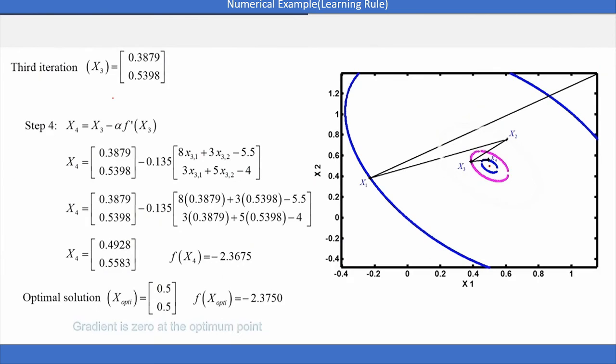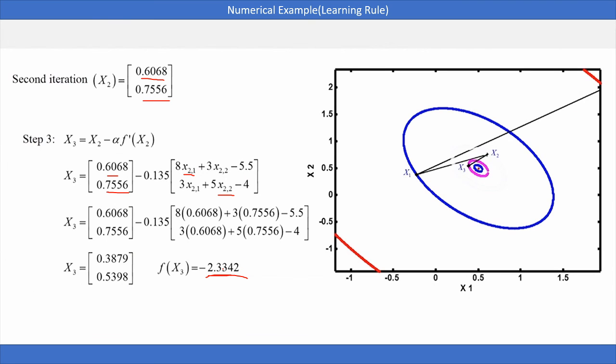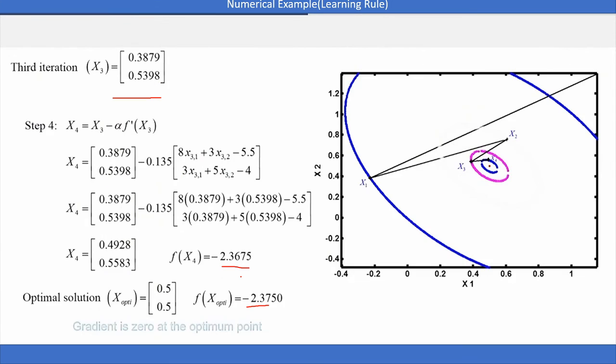At the end of these steps, I'll find a result which is almost equal to the previous one. The previous step result is minus 2.33, and in the current step it is minus 2.37, which is almost equal. So the optimal point I am getting here is almost 0.55. This is the final one through which we are able to find the optimal solution.